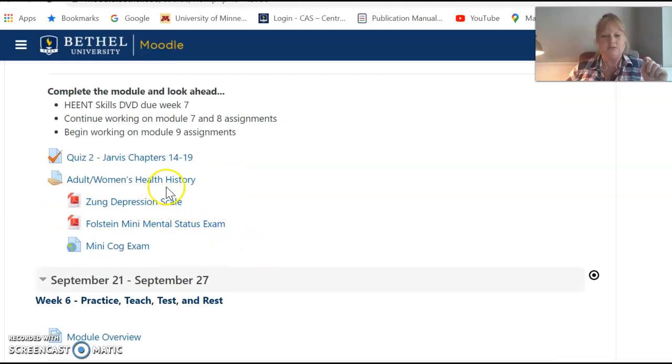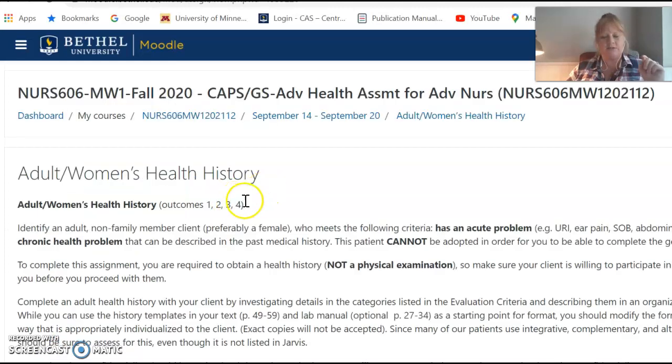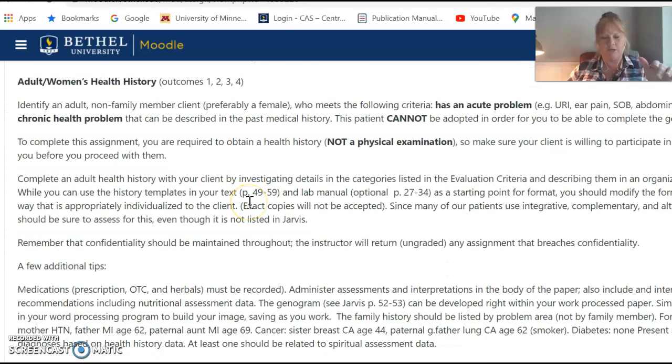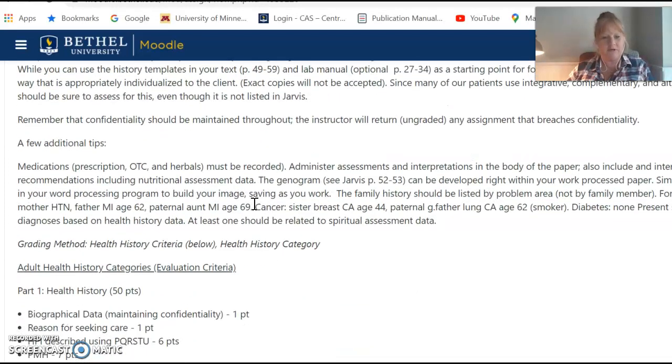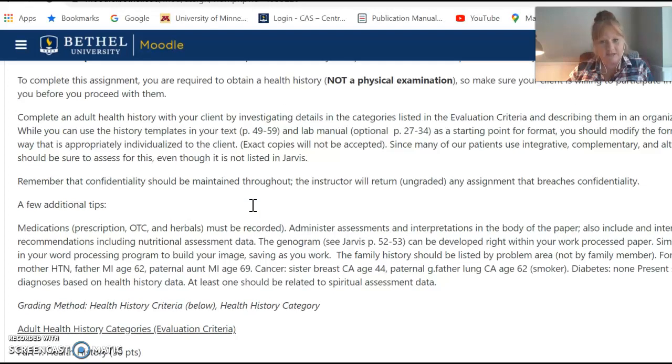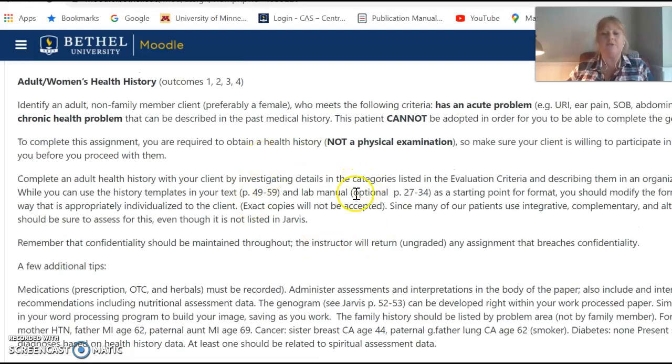Under the adult health history, you can read through here. Some tips that Julie wanted to remind everyone of is that your patient cannot be adopted. These things are also written in here, but just as a reminder. What else did she say? They have to have 3 diagnoses. One can be a mental health issue. If you want to include that too, that would be all right. Be sure that the patient has both chronic and acute problems.